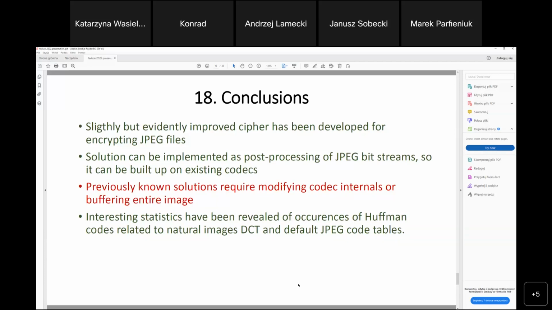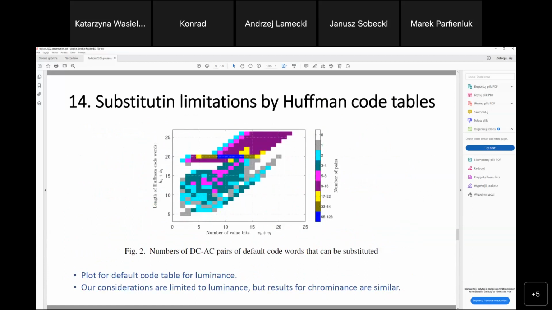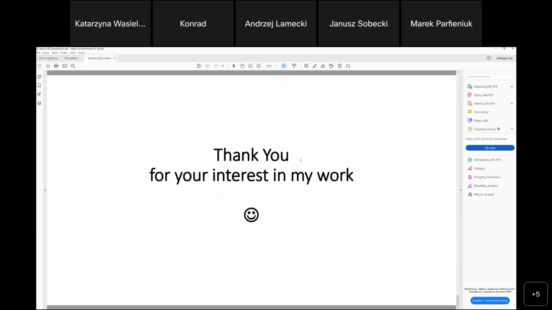Some innovative aspects of my work are these tables and these plots, which reveal some new statistical information about the distribution of DCT coefficients and Huffman codewords occurring in JPEG bitstreams related to natural images. That's all. Thank you for your interest in my work.